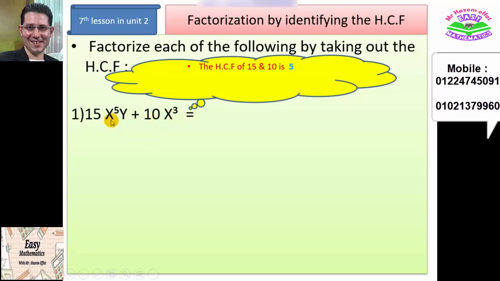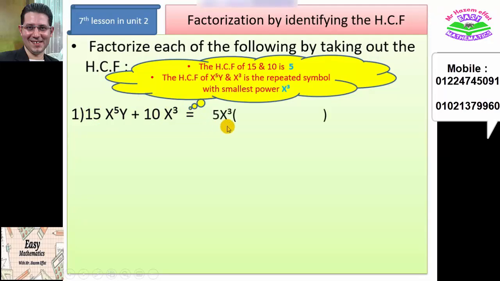We have here x power 5 and y power 1, and here x power 3. So what about the repeated symbol here? It will be x. But should we take x power 3 or x power 5? We must take the symbol with the smallest power, which means we must take x power 3. So the H.C.F. of x power 5, y and x power 3 is the repeated symbol with the smallest power, which means here we take x power 3. So finally the H.C.F. of this algebraic expression will be equal to 5x power 3.